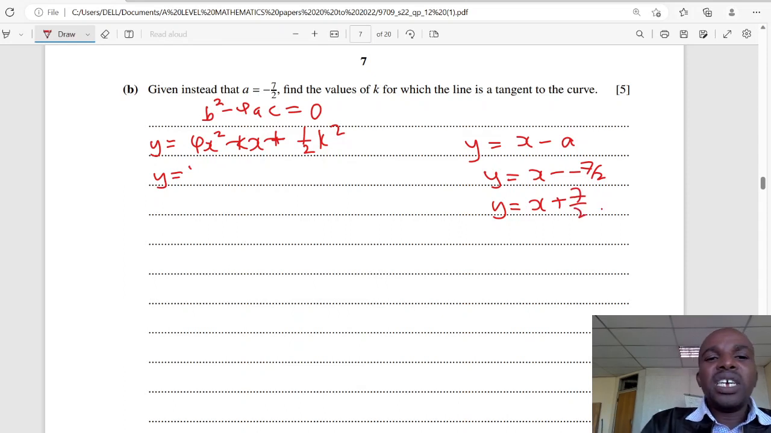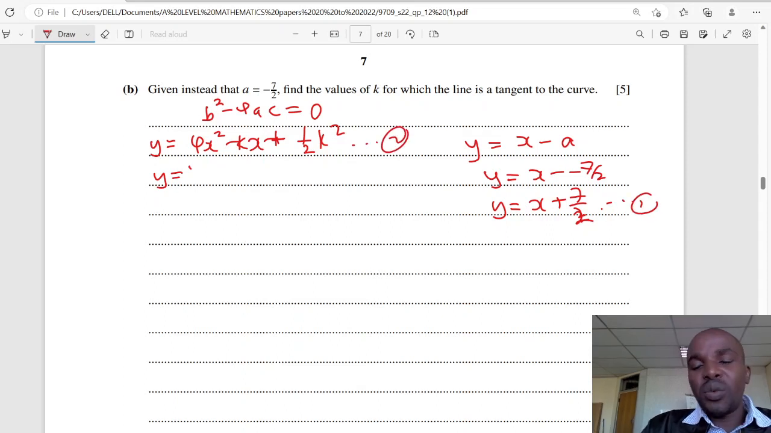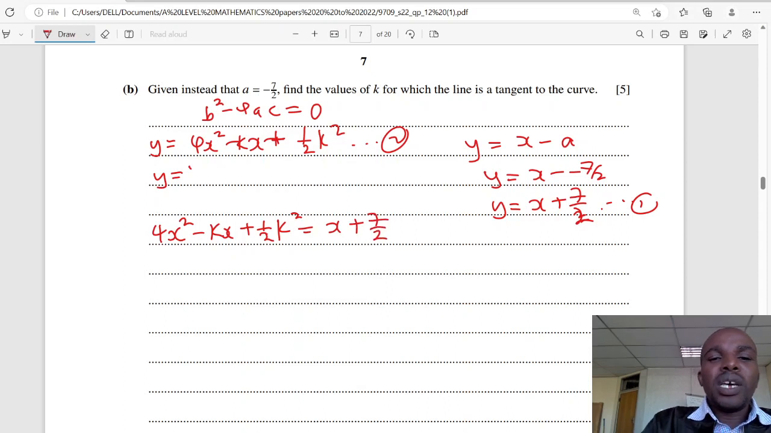That's the equation. Now you take this part, equation number 1, and this one we can call equation number 2. You solve them as simultaneous, equate the two equations. So it will be 4x squared minus kx plus half k squared is equals to x plus 7 over 2. Right, let's take everything to one side of the equal sign.